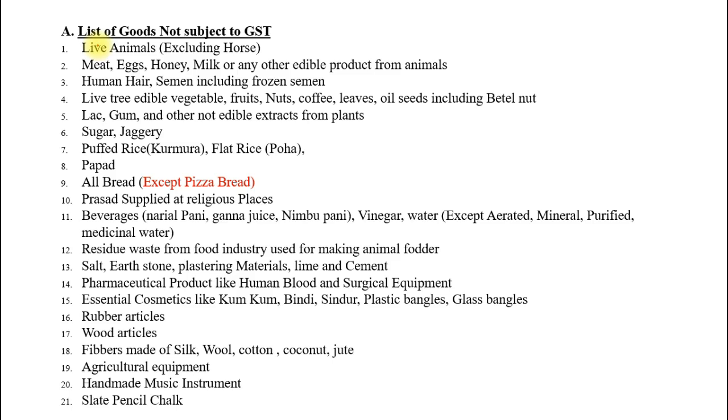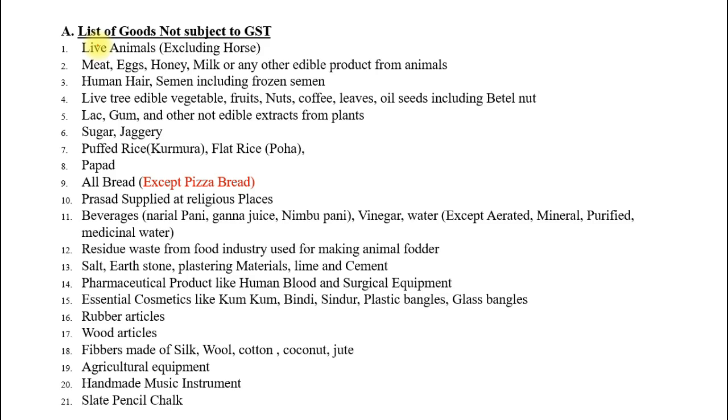So basically anything which is related to nature, agricultural product, animal husbandry, all of that is exempted. Salt, earth, stone, plastering material, lime and cement are exempted. Pharmaceutical products like human blood, surgical equipment, essential cosmetics like kumkum, bindi, sindoor, plastic bangles, glass bangles, they are again all exempted. Rubber articles, wood articles, fibers made of silk, wool, cotton, coconut, jute, agricultural equipment, homemade music instruments, and slate of the pencil or the chalk.